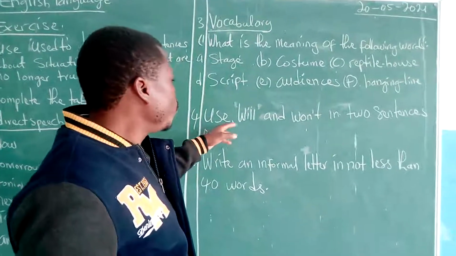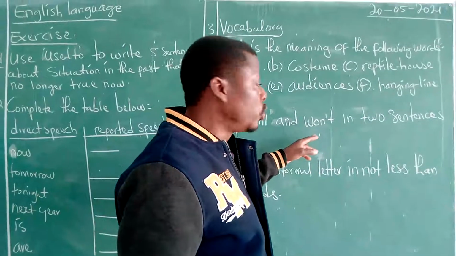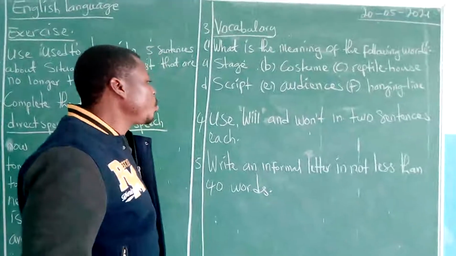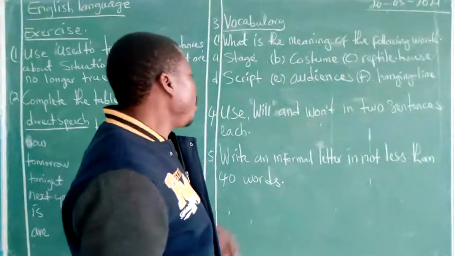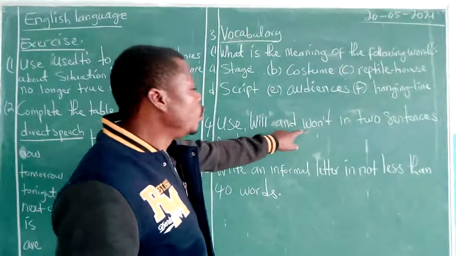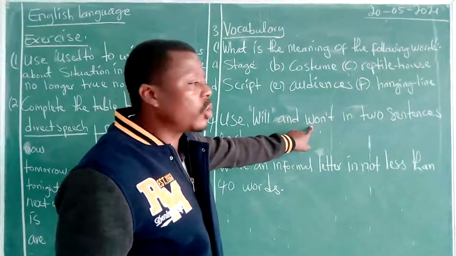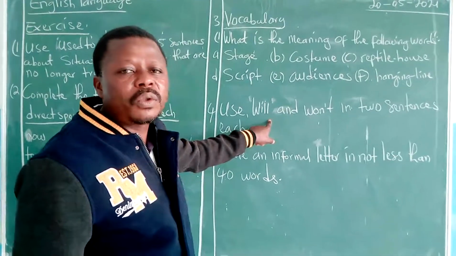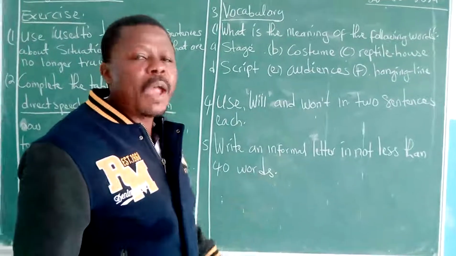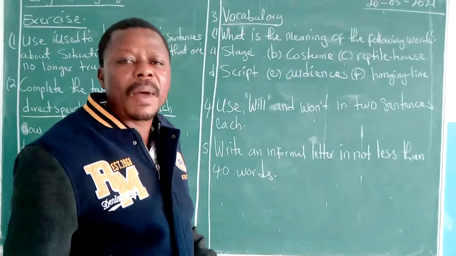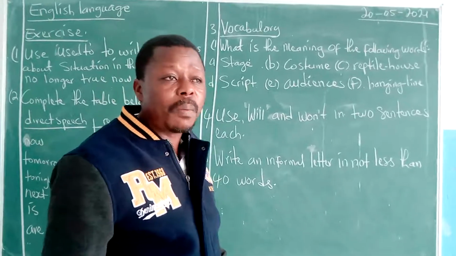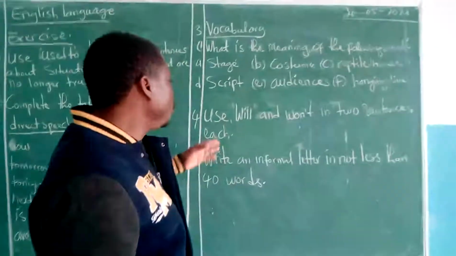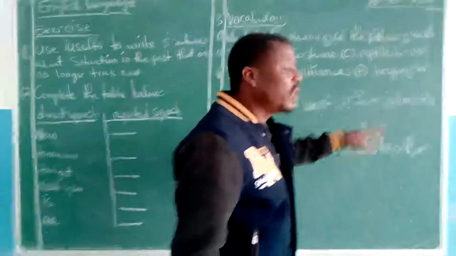Question number 4, use will and won't in 2 sentences each. Won't is the short form of will not. Will: I will travel to London next week. Won't: I won't travel with my grandfather this summer. Or I will not travel with my grandfather this summer. You are going to use will and won't in 2 sentences each.